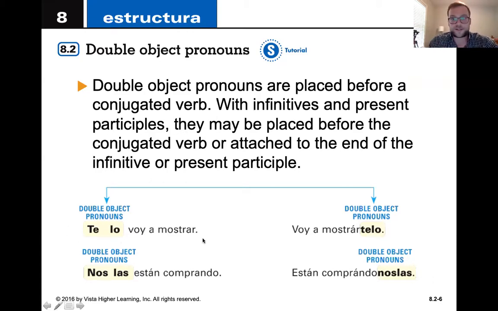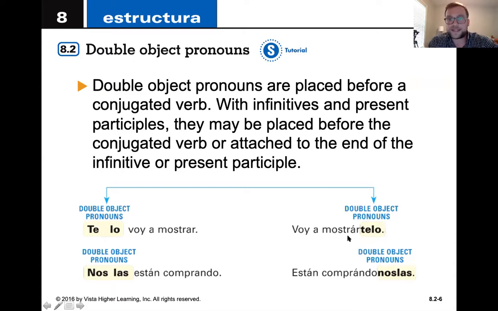Te lo voy a mostrar. Voy a mostrártelo. Now, if you notice, there's something a little bit peculiar about this because we're adding an accent. And that's because we have to maintain the stress of this verb on the second syllable, mostrar, right? Te lo voy a mostrar. Voy a mostrártelo. If you didn't add that accent, it would sound like this.